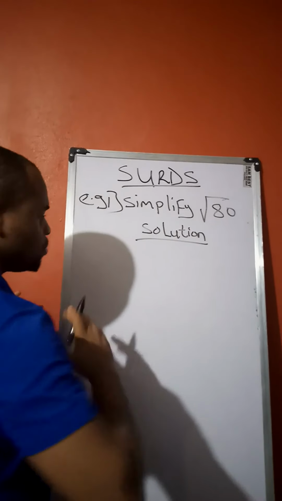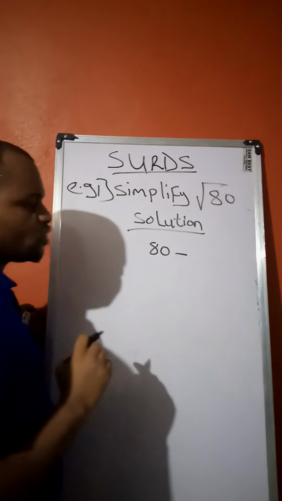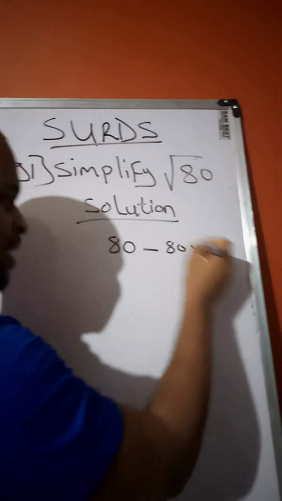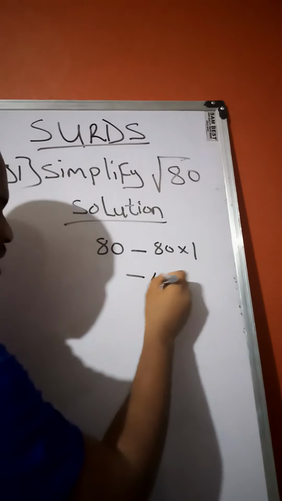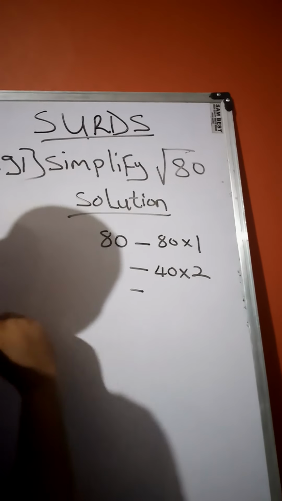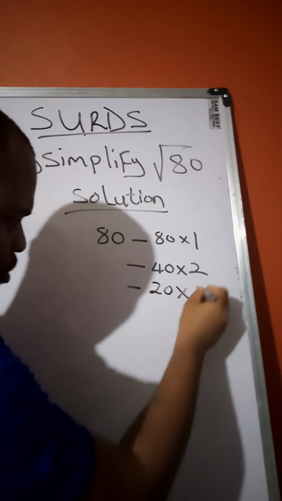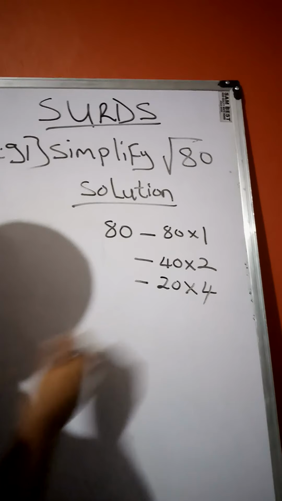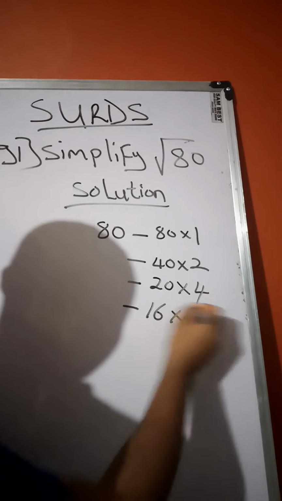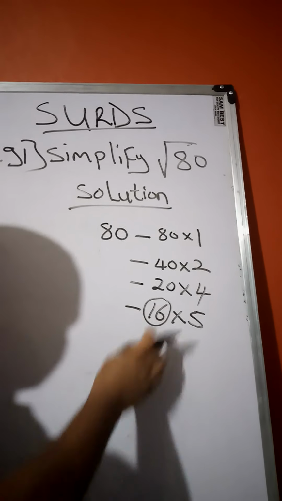This is what you do in getting this. Let me get the factors of 80 out. I know that 80 can be 80 times 1. 80 can be 40 times 2. Any perfect square here? No. 80 can be 20 times 4. Is there any perfect square here? No. 80 can also be 16 times 5. Yes, I have a perfect square here, 16, which is a perfect square.